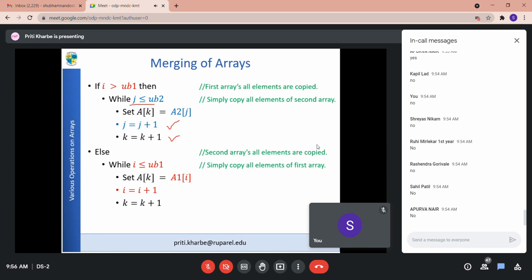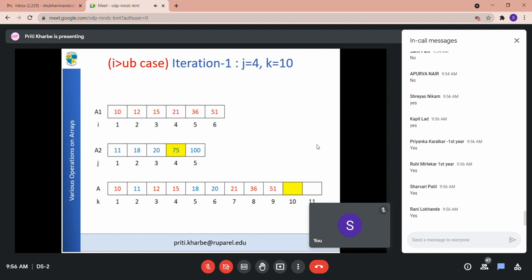Followed this part of the if statement, yes or no, first part. And else मतलब else में क्या आएगा? If first array is not over, then second array शायद से over हुआ. Okay, so while i less than or equal to UB1. Okay, exactly opposite of the first part. Okay, so that is the algorithm for merging of arrays.